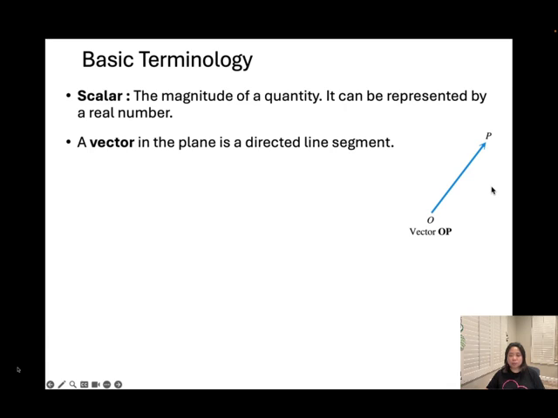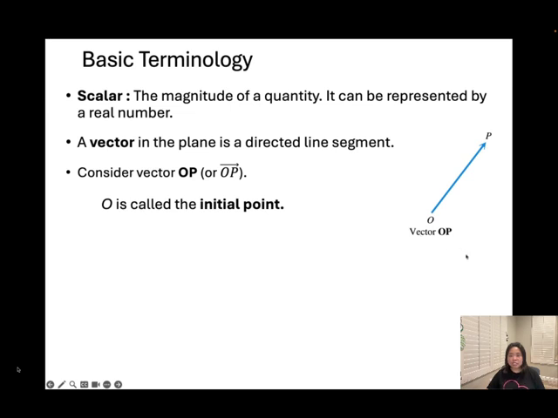A vector in the plane is a directed line segment. So vectors do have direction. Consider vector OP. You can see the letters OP; we bold them to represent the vector, or you could use the arrow on top. On the exam, I will expect you either to bold the letter like this or to put the arrow on top to represent the vector.